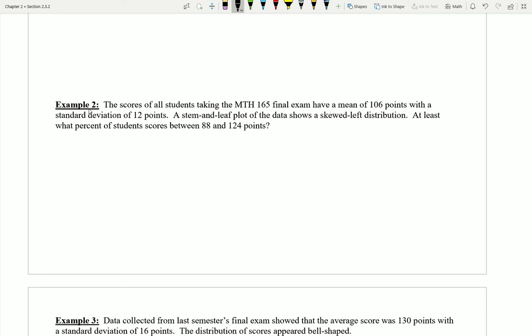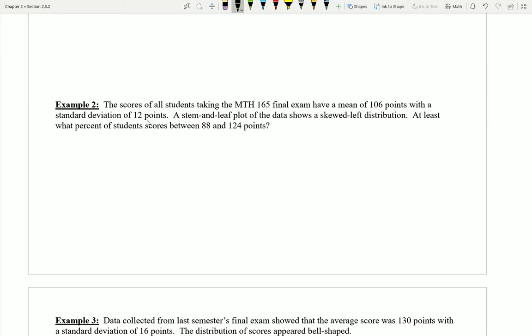Now let's take a look at another question here in example 2. Let's see what it says. The scores of all students that end up taking this Math 165 final exam have an average of 106 points on the test with a standard deviation of 12. So again, no big surprise here to find someone with 106, but also not too surprising to find somebody that overshoots or undershoots 106 by 12 points, right?